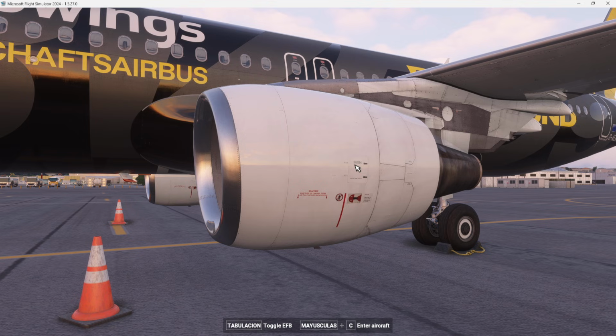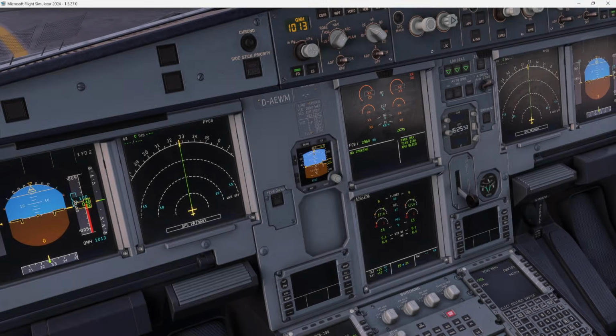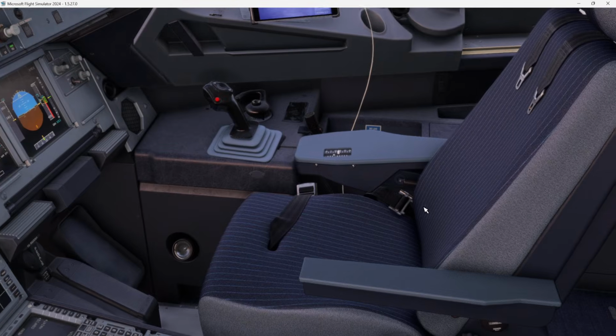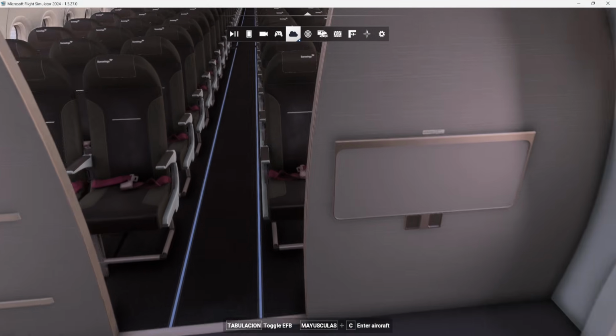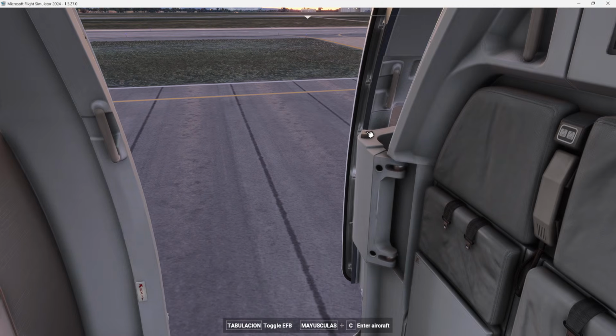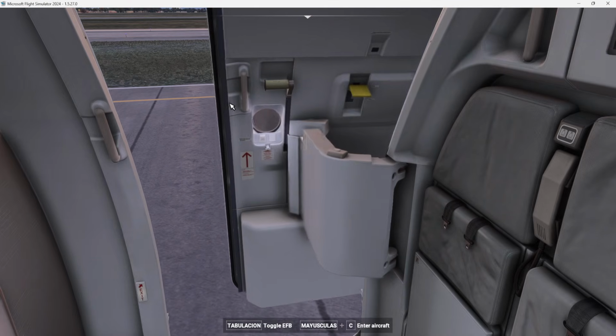And I talked about the normal procedures. So if we go inside the cockpit, we will get some extra information. Let me close the door. Let's close it.